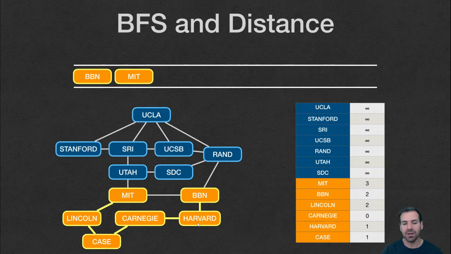It's going to look at Harvard, already explored, skip it. Rand has not been explored, so we explore it, NQ it, and set its distance equal to BBN's distance plus 1. So we get 3. And we can start to see a pattern here.